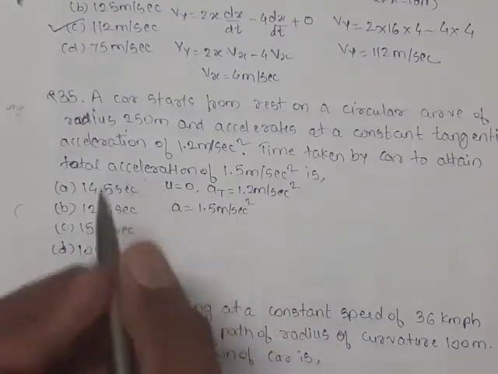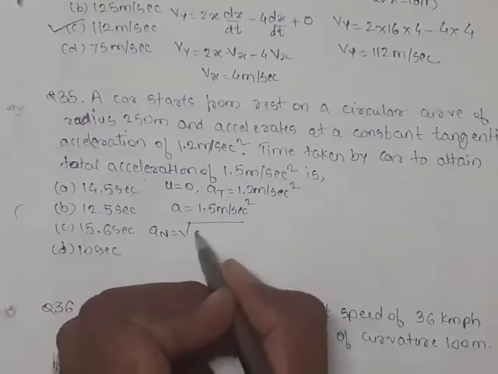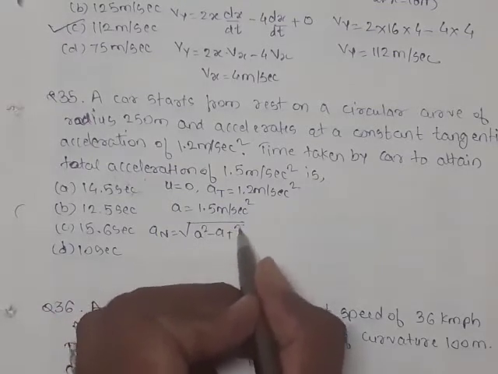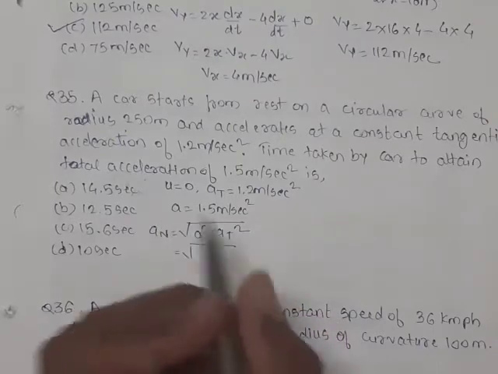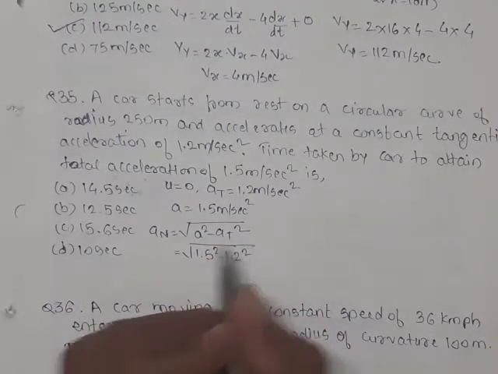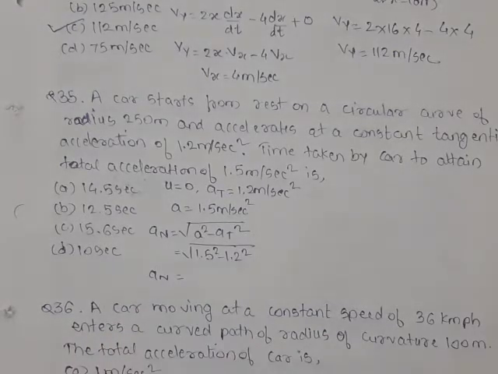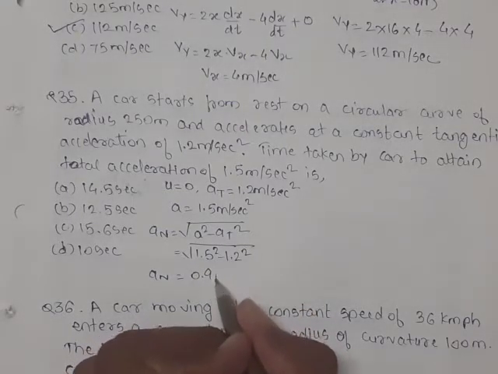We'll first find the normal component of acceleration. an will be equal to the square root of a squared minus at squared, so the value of a is 1.5 squared minus 1.2 squared. We get the value of an, which comes to be 0.9 meters per second squared.